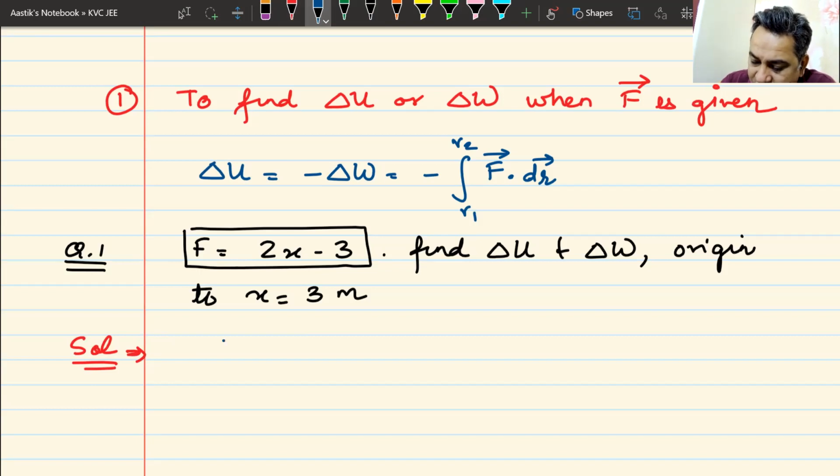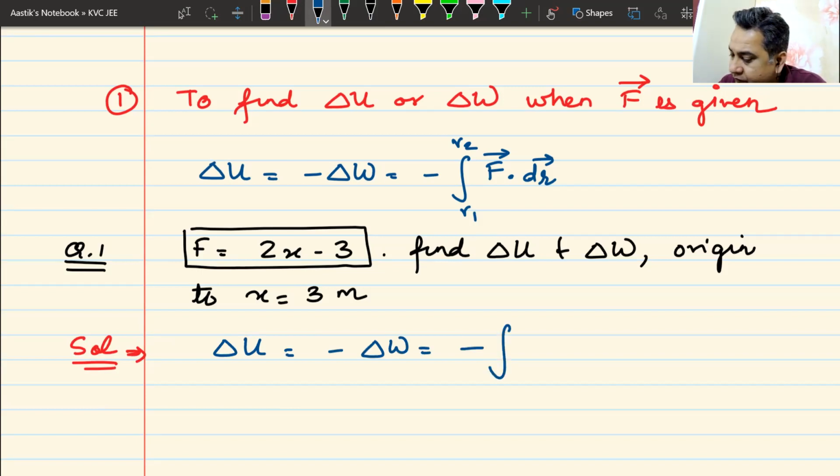I just need to calculate the change in internal energy, which is the negative of work done. Just calculate any one. That will be negative of the integral of F dot dr, so it will be equal to (2x minus 3) dx. We have done it so many times. I don't think we need any elaboration on that. X is varying from 0 to 3. We just need to calculate this integral.